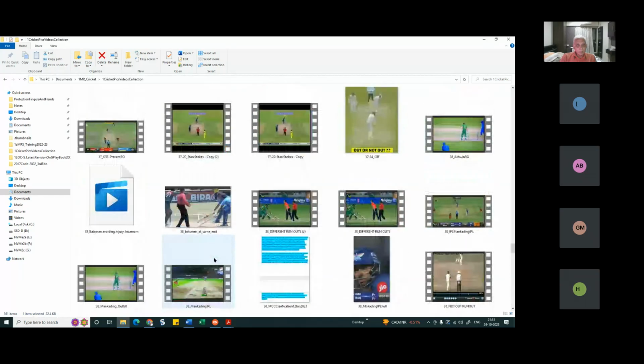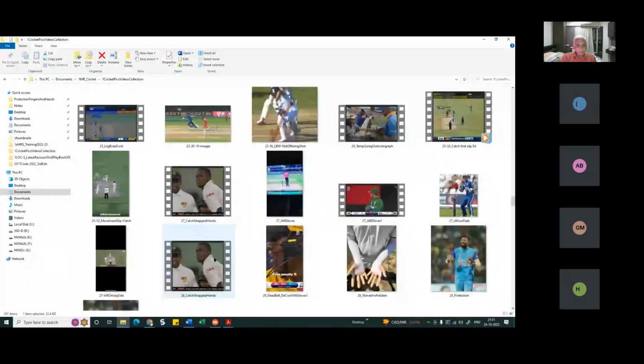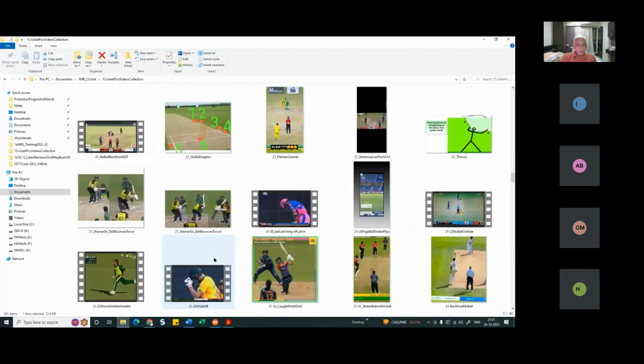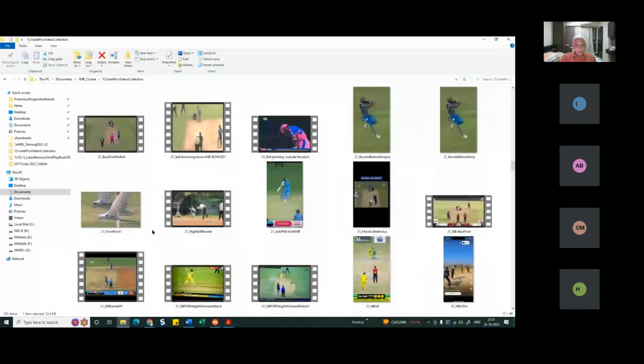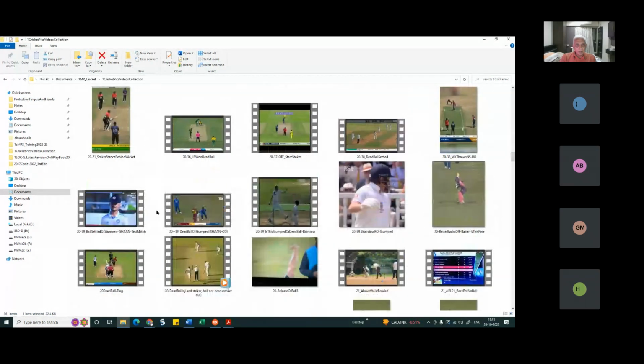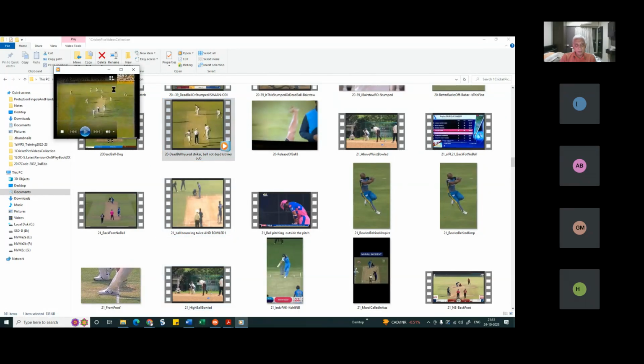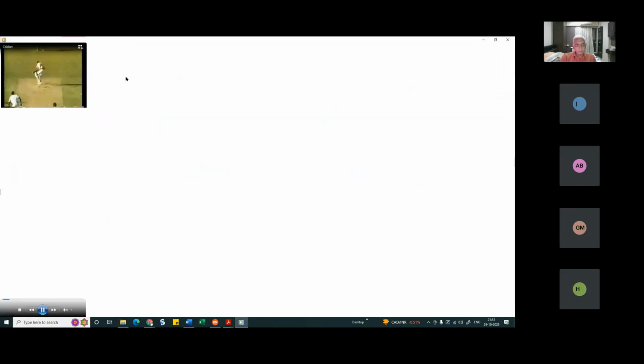Let me show you. That is why I said the law has been changed to allow you to call dead ball even later on, so as to correct a lapse or a mistake on your part. Here it is. This happened in a test match. Just listen to the commentary also.